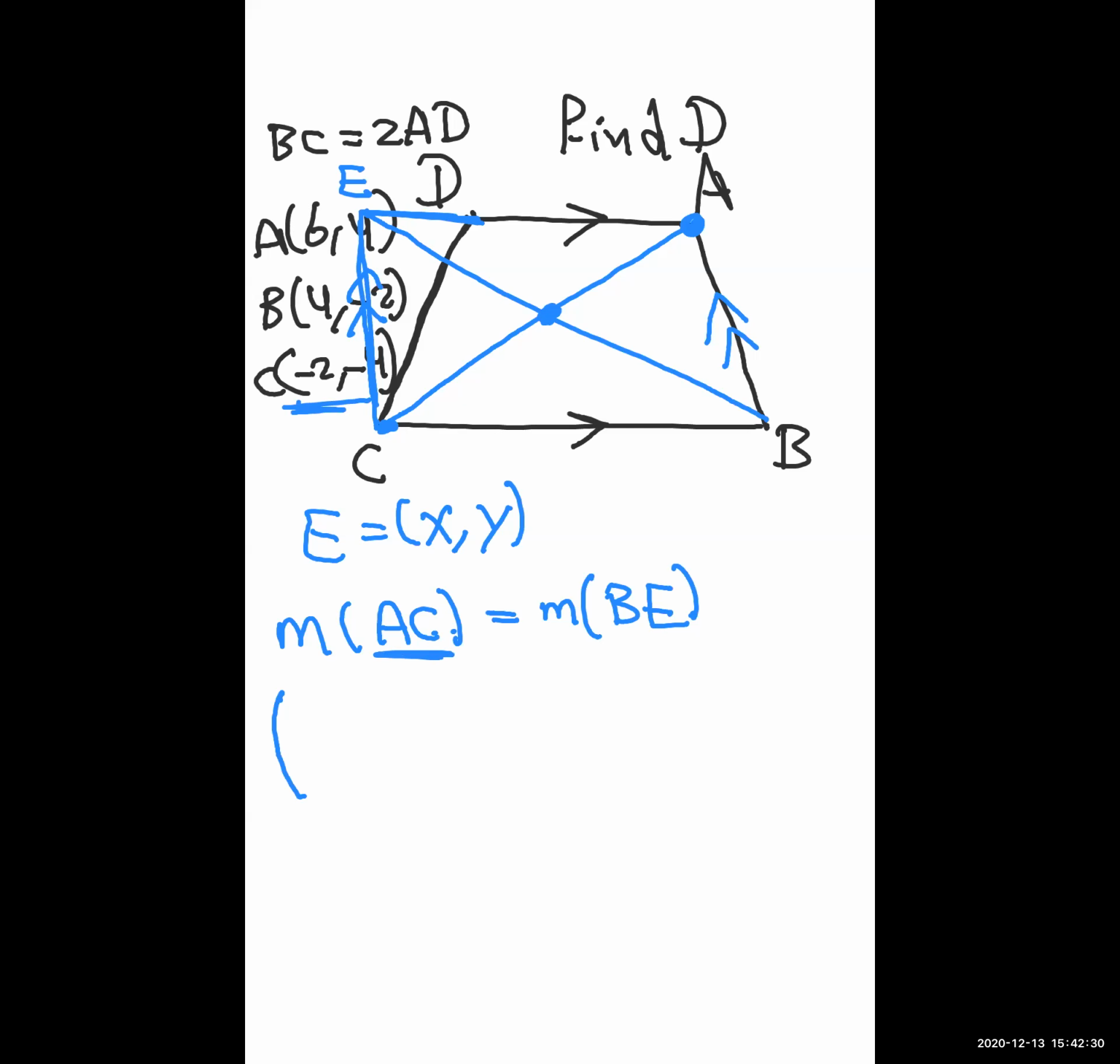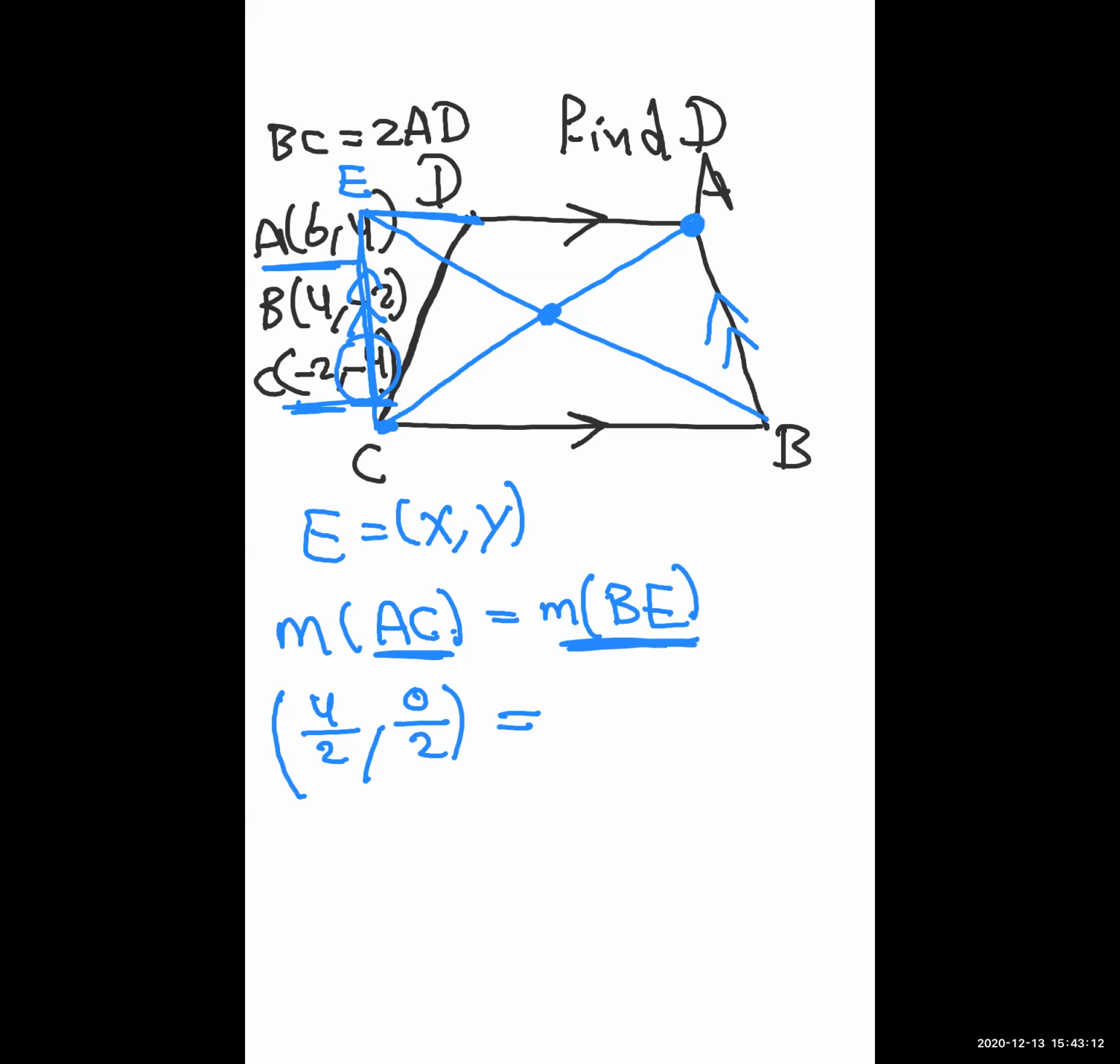Okay, so now I will start with the midpoint of AC. A and C are given. So the midpoint of AC will equal (6 plus negative 2) over 2, which is 4 over 2, and (4 plus negative 4) over 2, which is 0 over 2. So (4 over 2, 0 over 2) will equal the midpoint of BE.